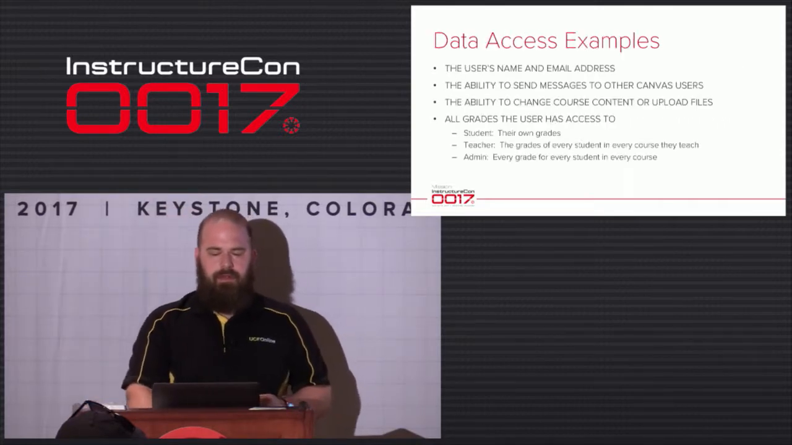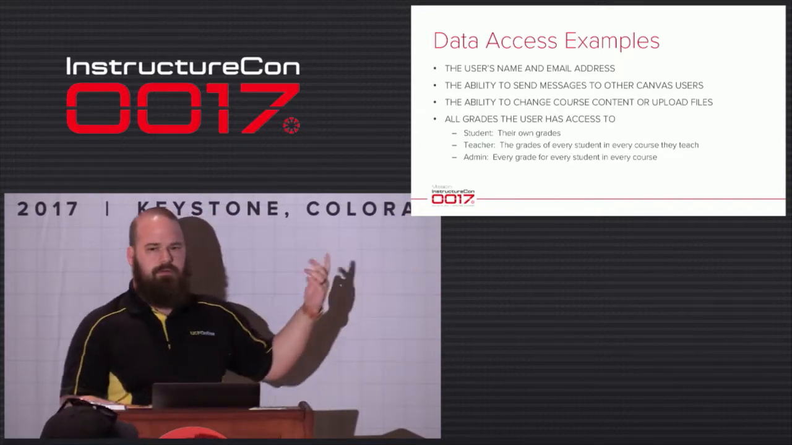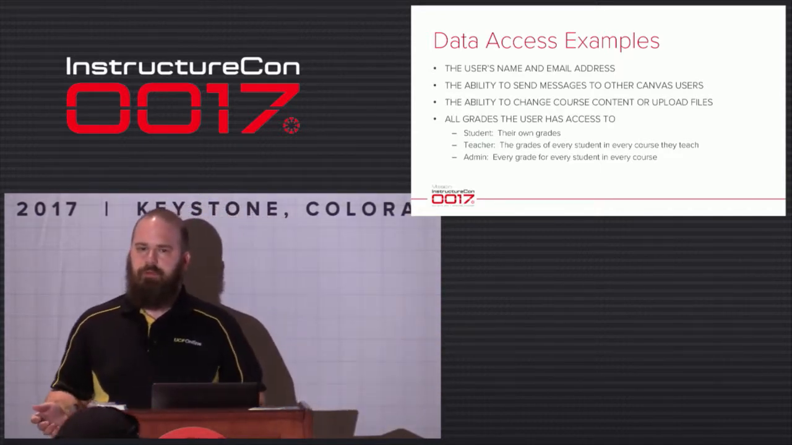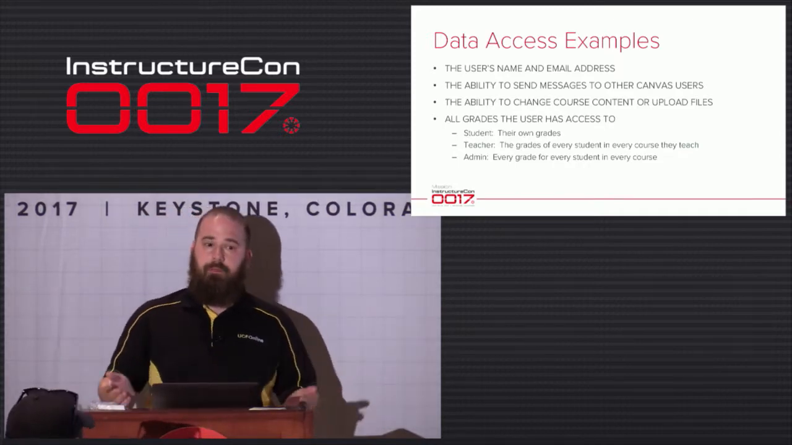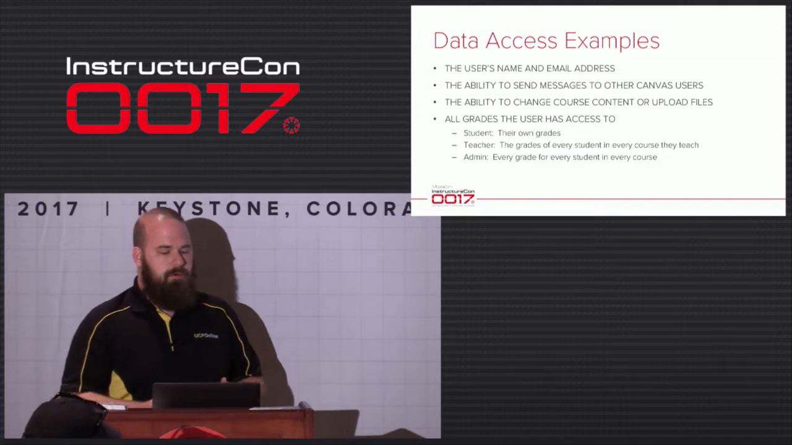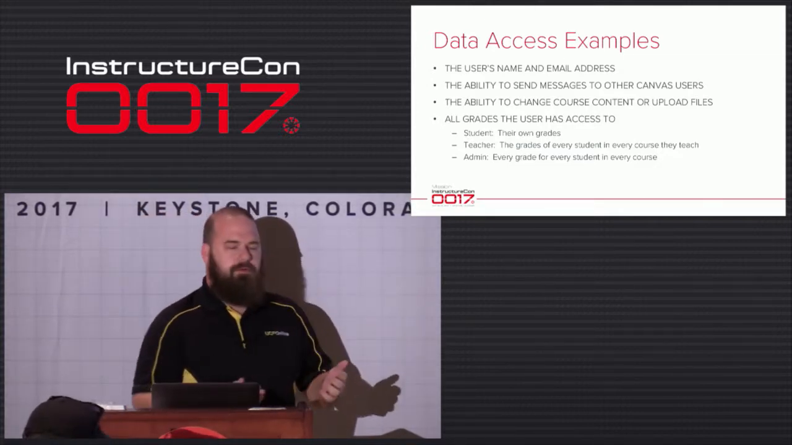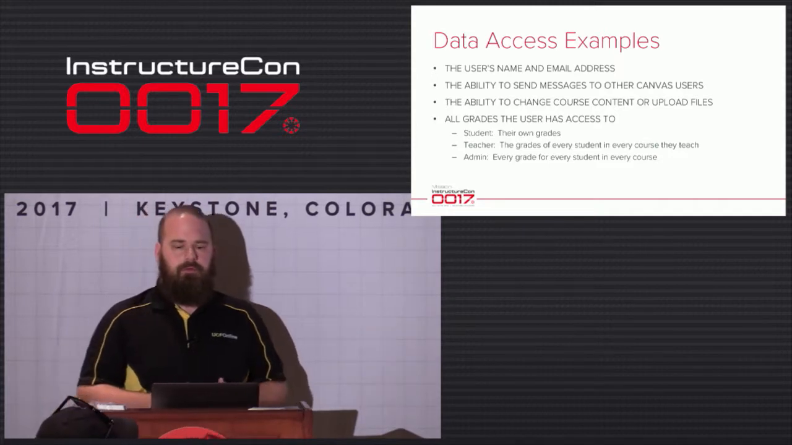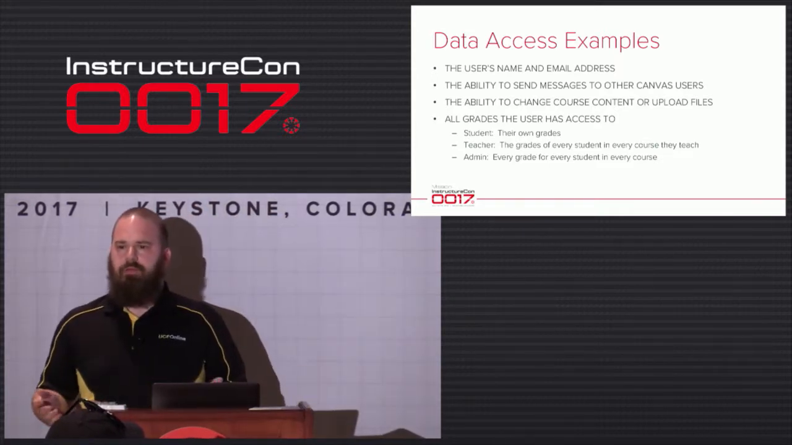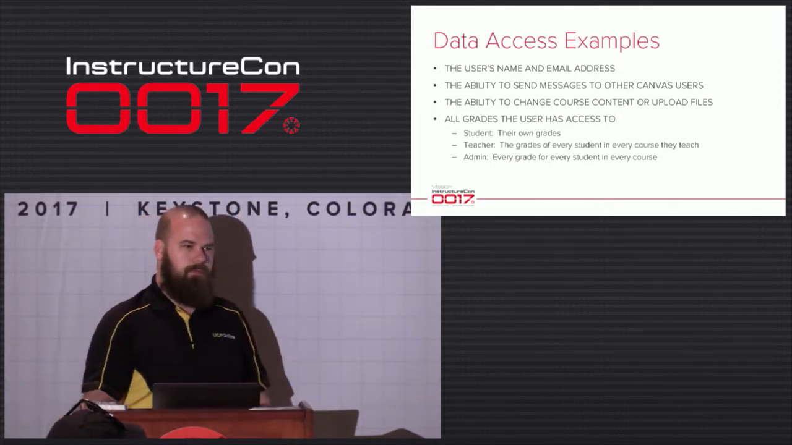So let's dig into that a little bit more. The most innocuous one is the user's name and email address. Depending on your interpretation of FERPA, the email address might be protected information. I know it is for UCF. So that's kind of bad. And then ability to send messages to other Canvas users, particularly the ones in your own course. We've actually had some apps abuse that and start sending out advertisements through the mail system or the messages system.